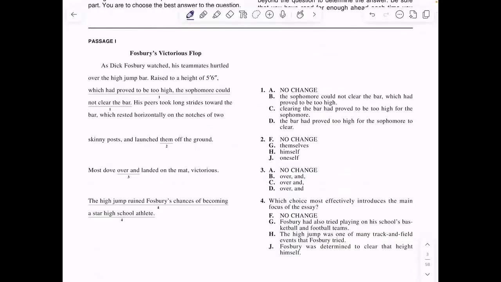So, number one: raised to a height of 5'6", which had proved to be too high, the sophomore could not clear the bar. So remember, these are the ones that look the same. You read them 5 times, they all sound the same. We have to ask ourselves for this dependent clause, this incomplete phrase, who or what was raised to a height of 5'6"? It was the bar. So we need that word. Our answer is D. We need that word right after our comma because that is clarifying who or what was raised to a height of 5'6".